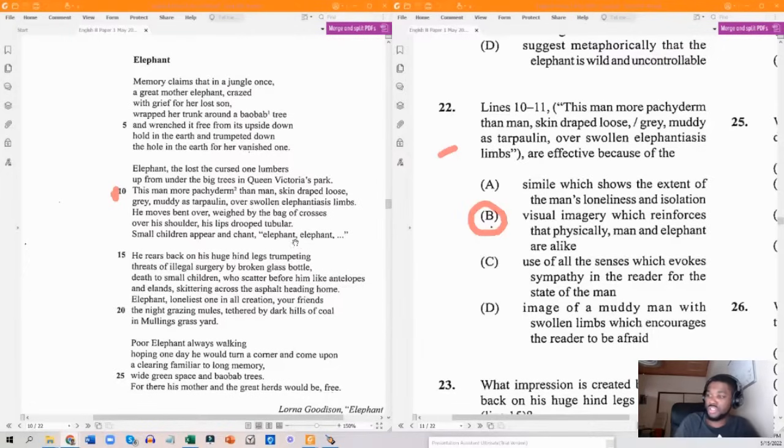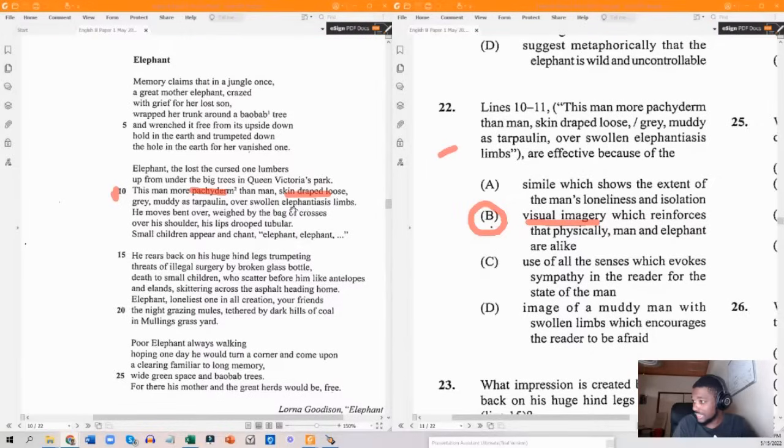For me, this one is a no-brainer. Not difficult at all. This man is more pachyderm than man. Skin draped loose. So we're seeing some visual imagery here. And what does this imagery do? It reinforces that physically the man and elephant are alike.